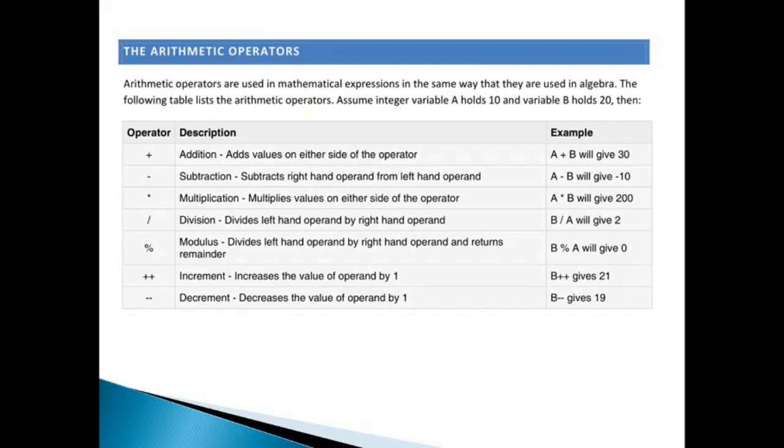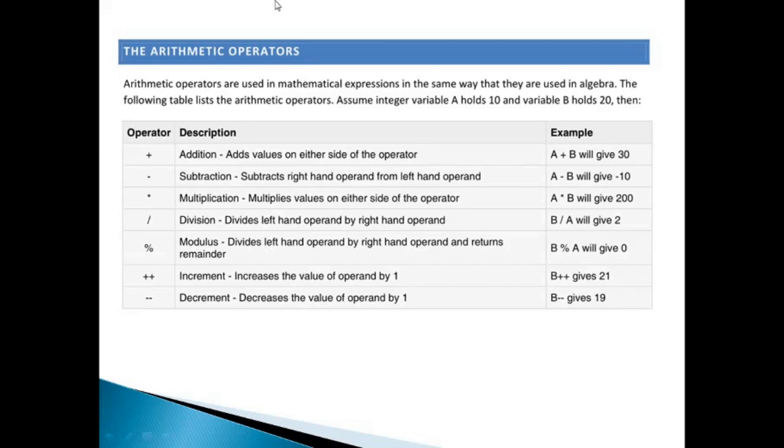Now the arithmetic operations are those operations that are performed by the arithmetic operators. The arithmetic operators are plus, minus, that is subtract, asterisk noted for multiplication, division, modulus, that is the remainder, and the increment and decrement. In increment and decrement they can be post increment or pre increment, or post decrement and pre decrement operators.